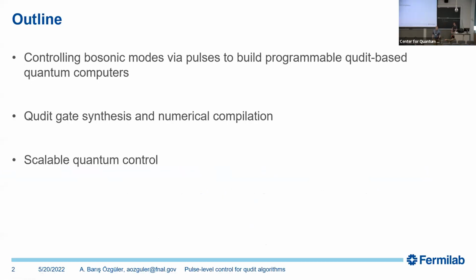So this is the outline of my talk. I first talk about how we control bosonic modes using pulses. The bosonic modes can be the modes in the cavity, and the goal is to synthesize one and two Qudit gates, and you want to use them by doing some compilation. We want our approach to be scalable.